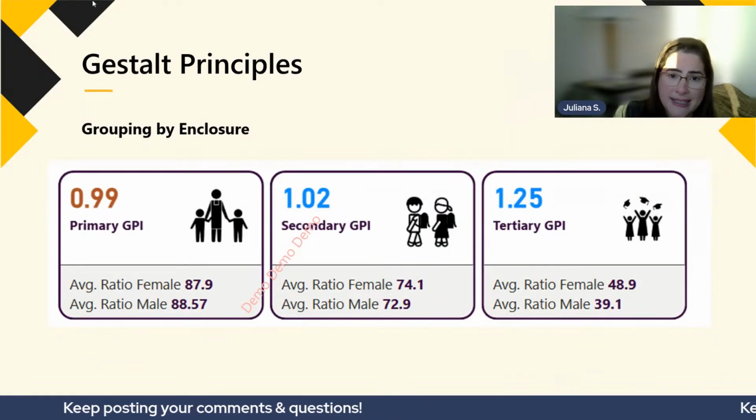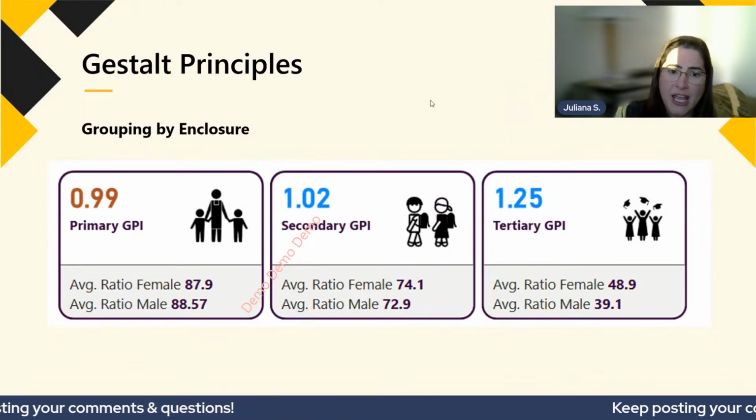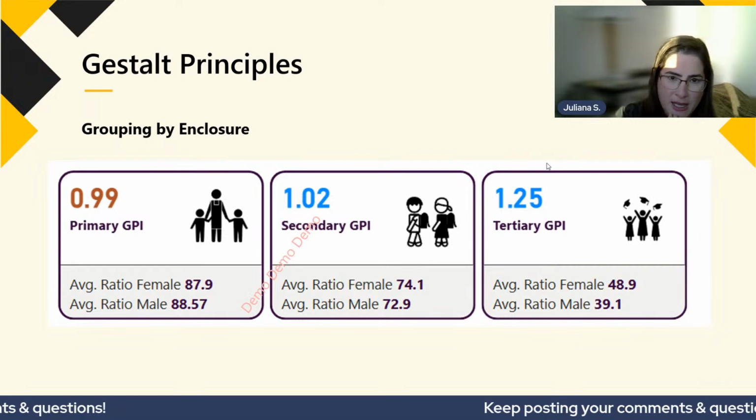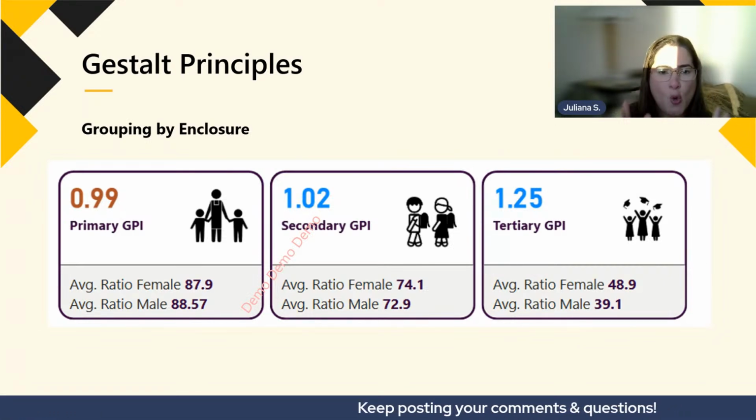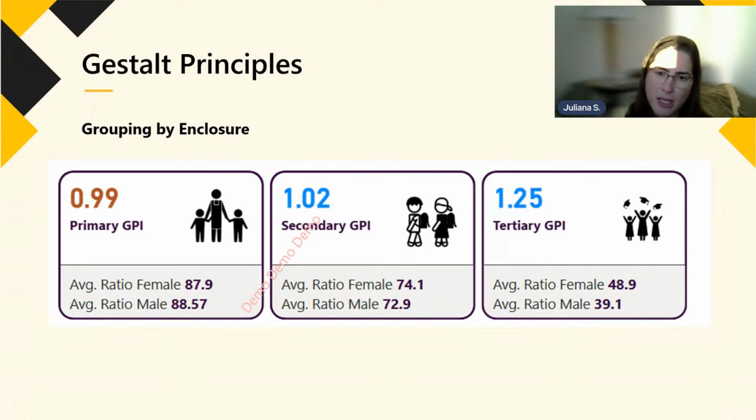So here is an example: you have a box, and everything in the box that says primary GPI is talking about primary GPI. The same with the one in the middle, which is about secondary GPI, and the one on the right, tertiary GPI. So not everything is related, only what is inside the box. There is no need to add more explanation. That's how we naturally understand it.